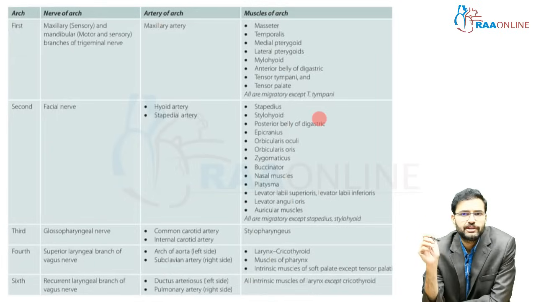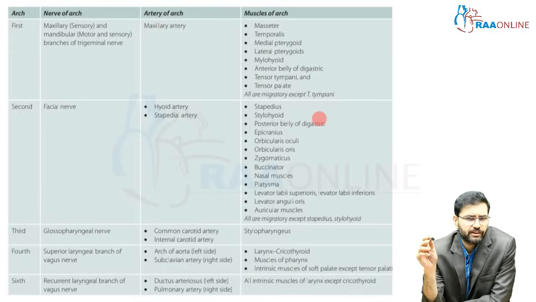The artery of the first arch is the maxillary artery. Then the muscles which are supplied by the mandibular branch of the trigeminal nerve include the muscles of mastication like masseter, medial pterygoid, lateral pterygoid, temporalis, anterior belly of digastric, tensor tympani, and tensor palati.